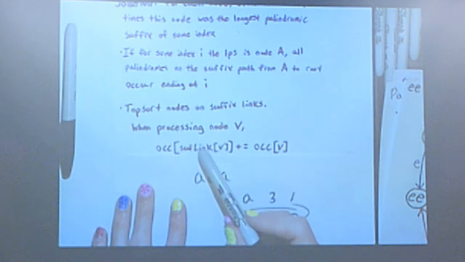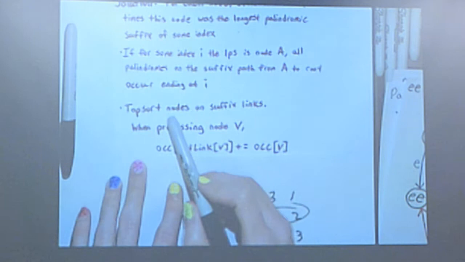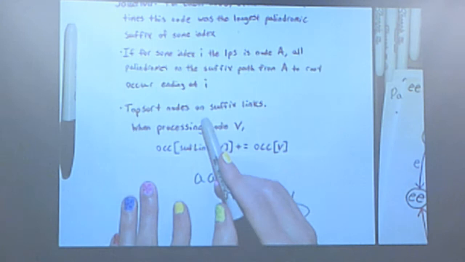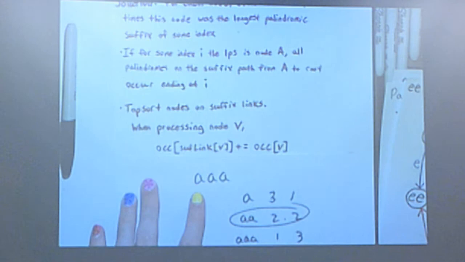So what we can do is just add 1 to all the nodes as we go along, and then we can top sort these nodes based on the suffix links. It is a top sort, but essentially you're just BFSing from the leaves of this tree and propagating your value as you go up.